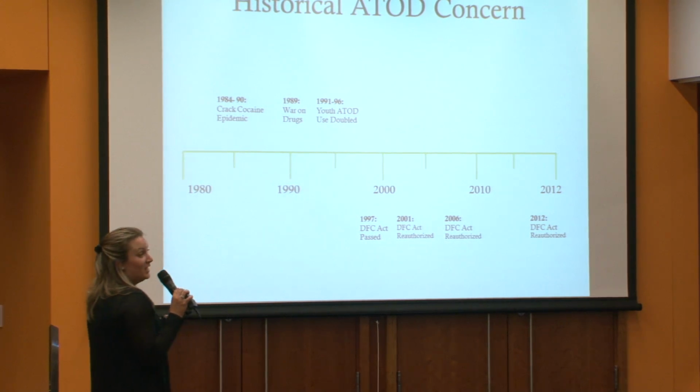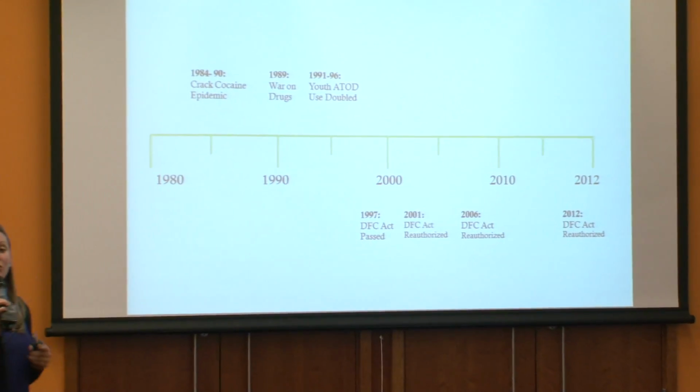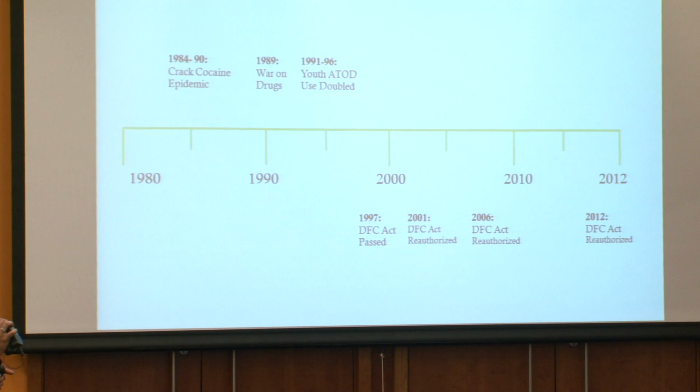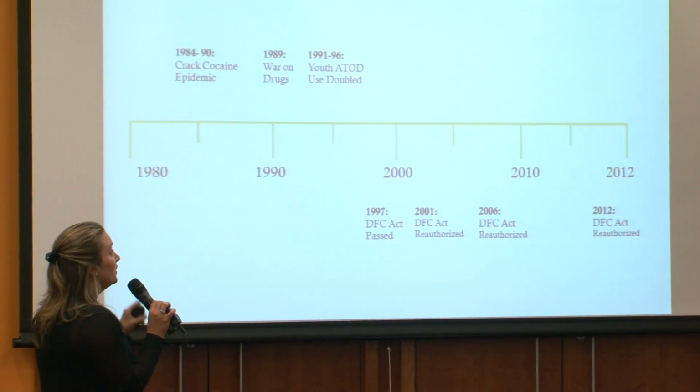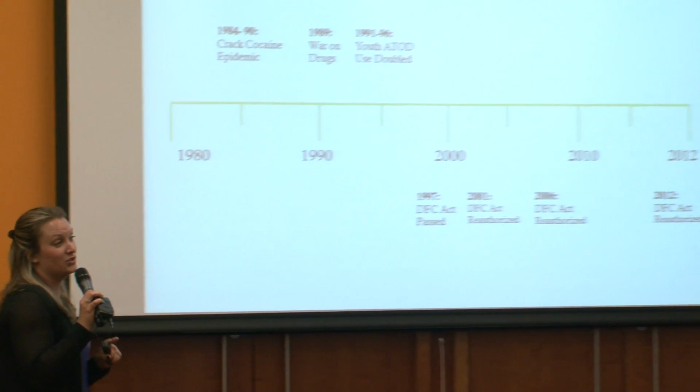What you then saw in a national survey that gauged youth use and attitudes and perceptions, the federal policy and legislators were very, very scared because they saw that youth rates doubled. Now they're not sure if that was due to lessening community norms around substance use or abuse or increased accessibility that stemmed from the crack cocaine epidemic. Now, with that doubling, in 1997, the Drug-Free Communities Act actually passed. That was the federal policy response. And that actually passed in response to that doubling.